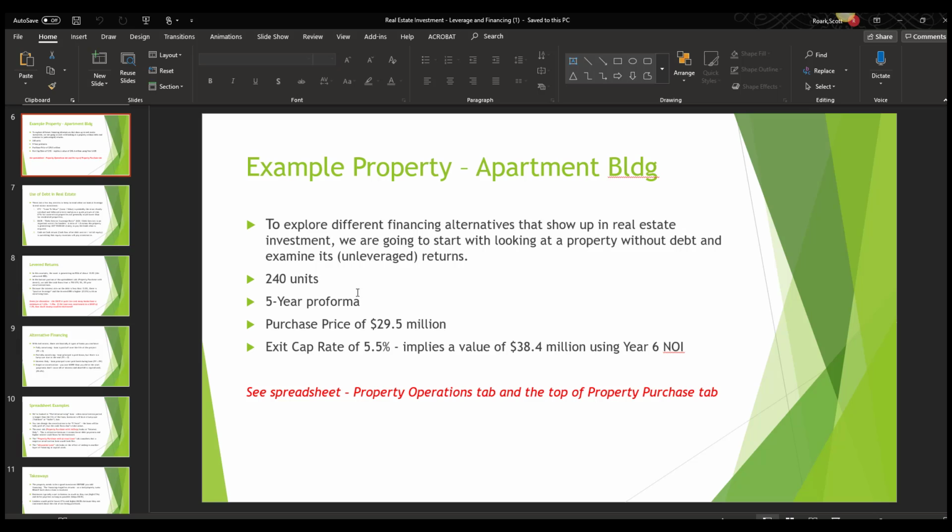We've already talked about the operations for the 240 unit apartment. We've done a 5-year pro forma. Now we're going to stick in the purchase price of $29.5 million, and we're going to look at the exit cap of 5.5%. That's the cap rate. That's going to give us a disposition amount of about $38.4 million because we're using year 6 NOI. So let's jump to the spreadsheet and take a look at that.